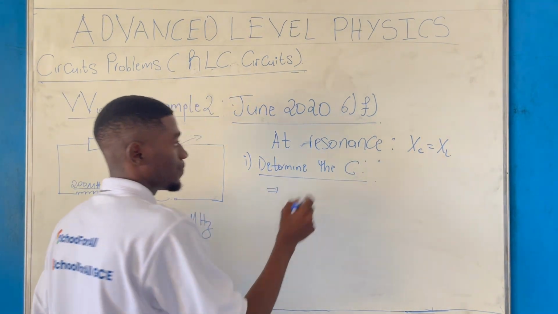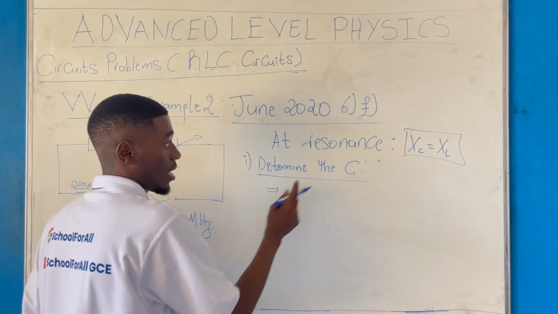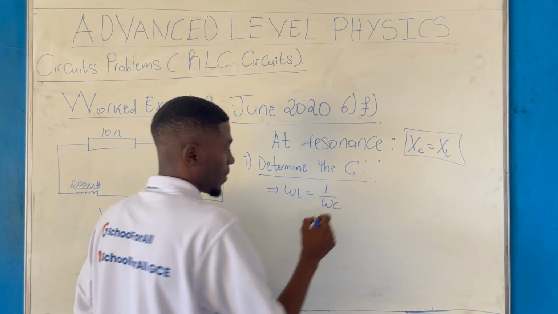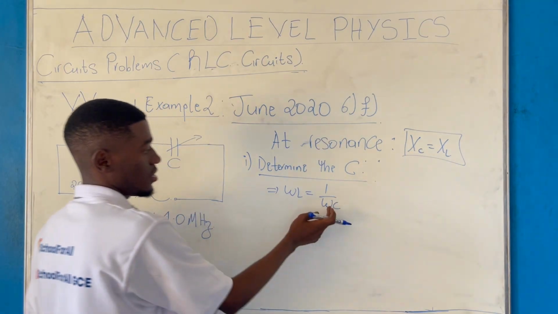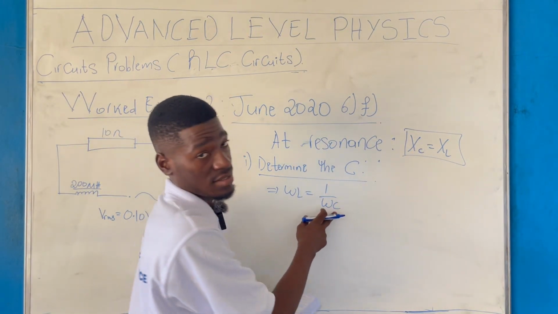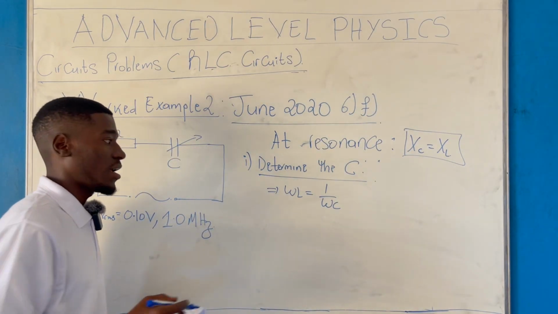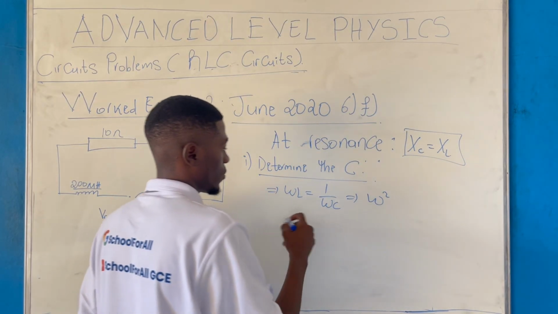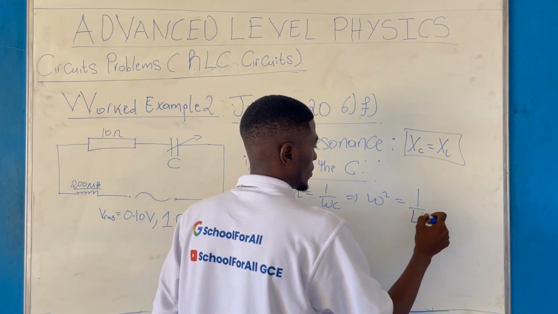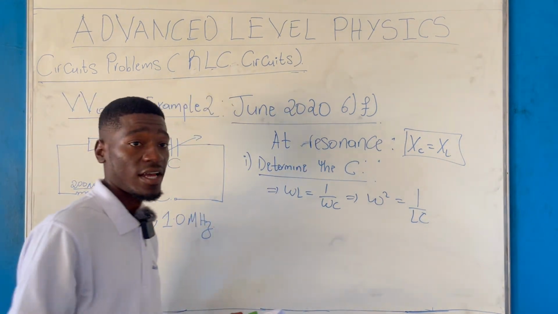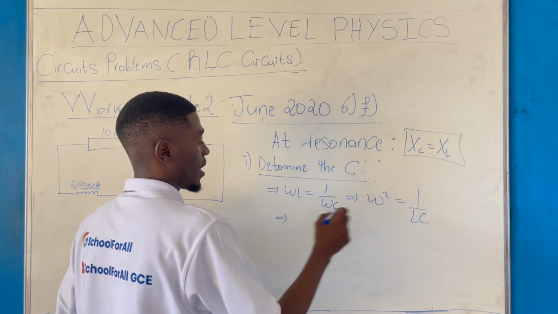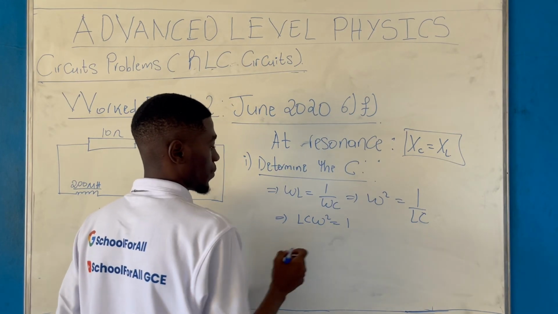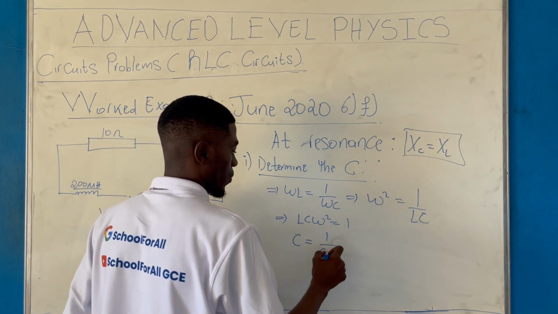So from this condition I will have omega L equal to 1 over omega C. Don't forget, XC is 1 over omega C, where C is the capacitance, and XL is omega L. By multiplying all through, omega squared equals 1 over LC. I'm looking for C, so this implies LC omega squared equals 1, so C equals 1 over L omega squared.